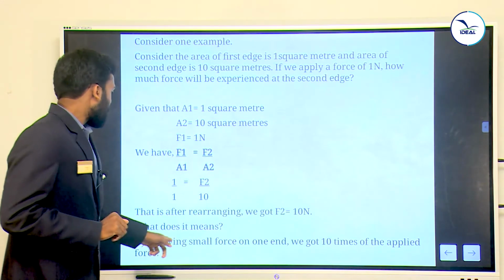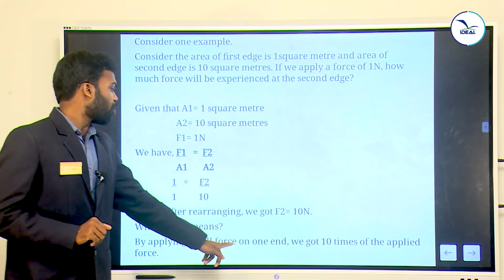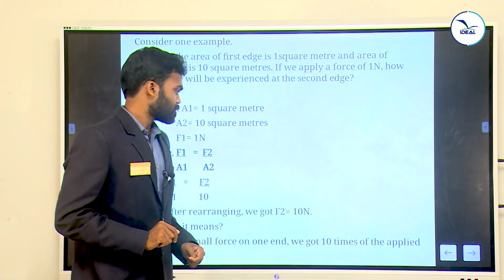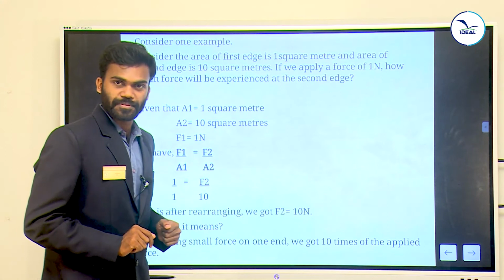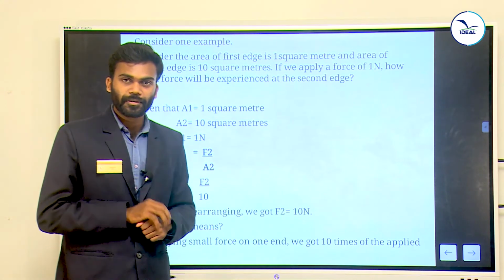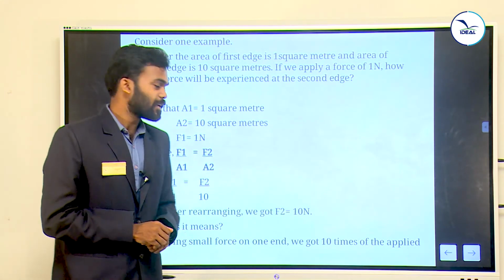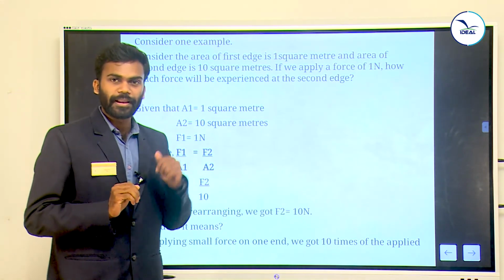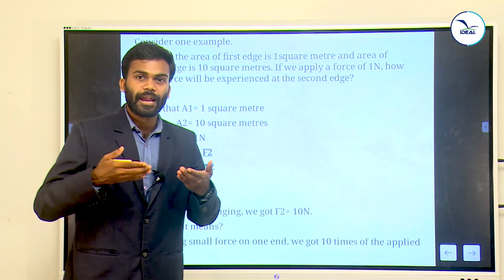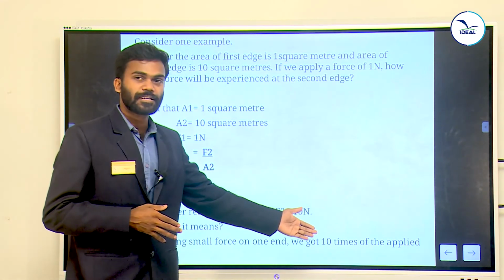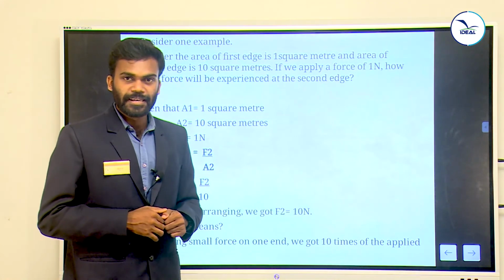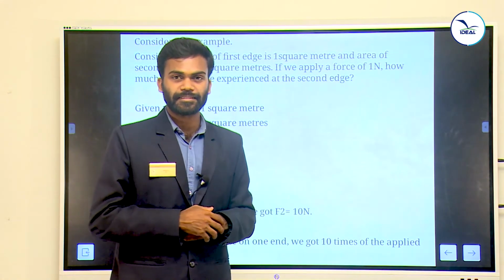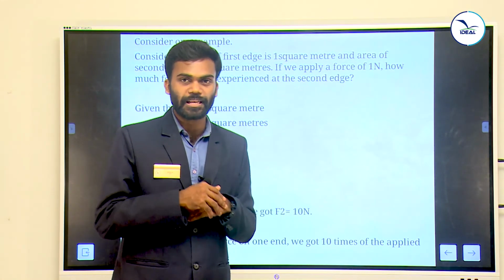By applying a small force at one end, we got 10 times the applied force. Do you note the point? By applying a small force at one end, we can get a high force or more force at the second end. This is the working or the theory behind the hydraulic jack or hydraulic lift.